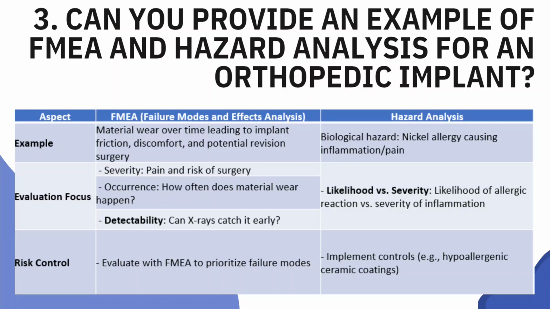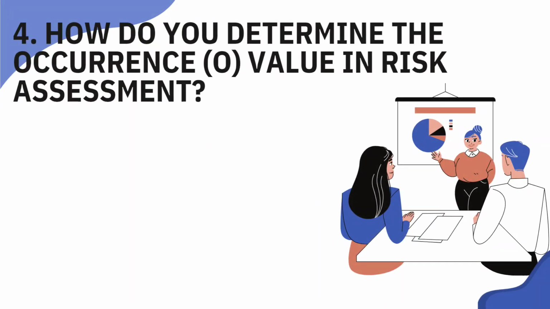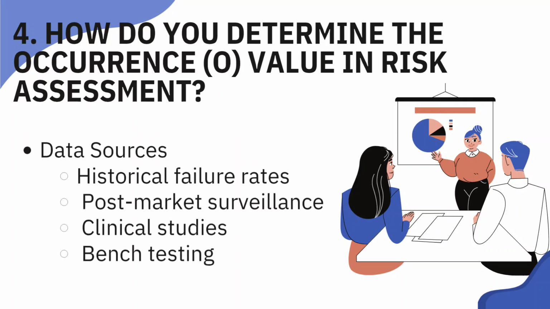That's a solid example. It clearly highlights the difference between a failure mode and a broader hazard, showing how each approach complements the other. 4. How do you determine the occurrence O value in risk assessment? It's all about data, data, data. We don't guess. We base it on historical failure rates, post-market surveillance, clinical studies, and bench testing.